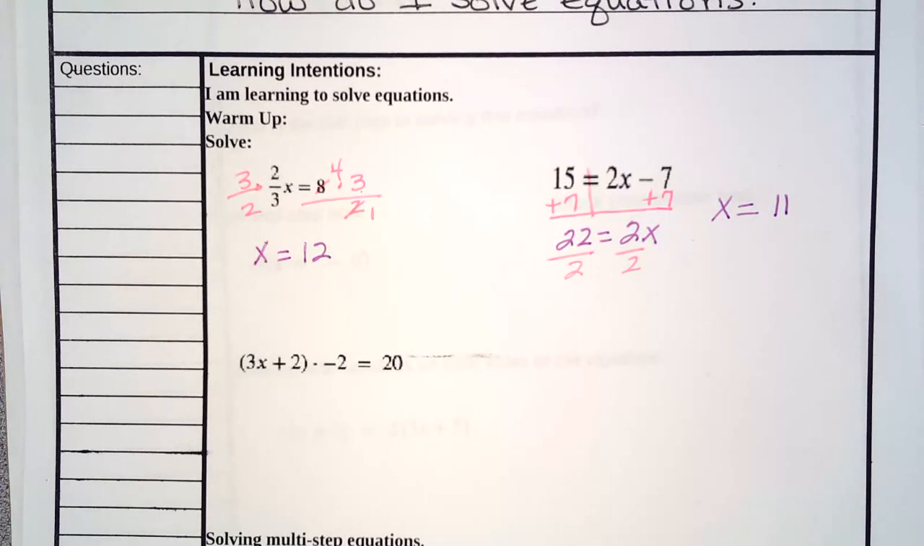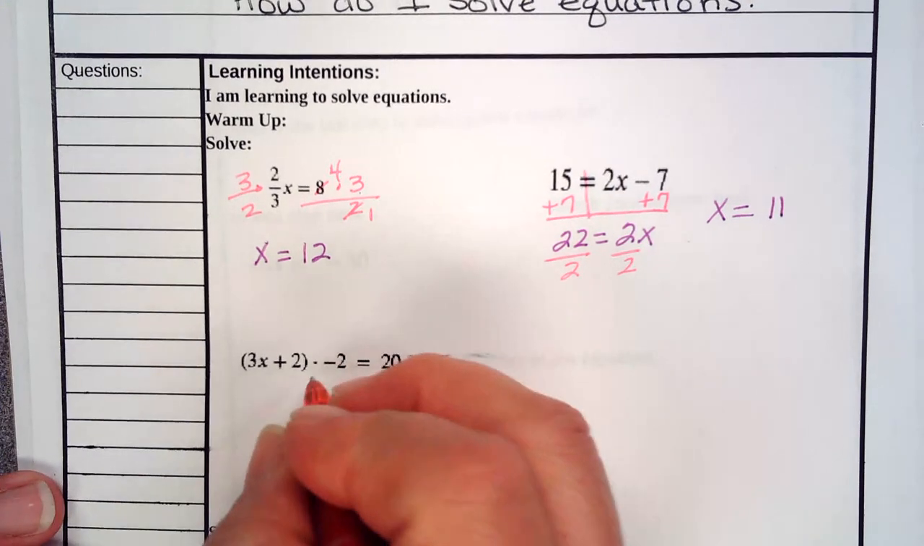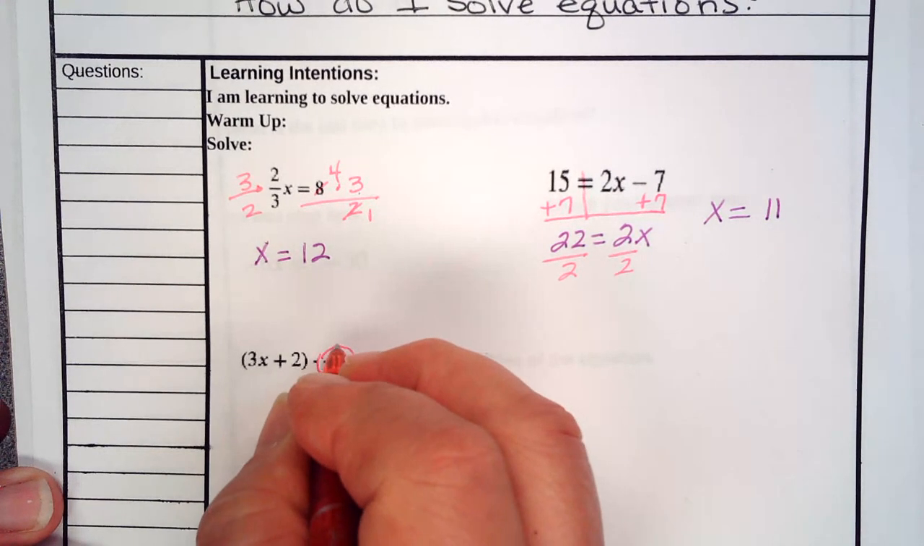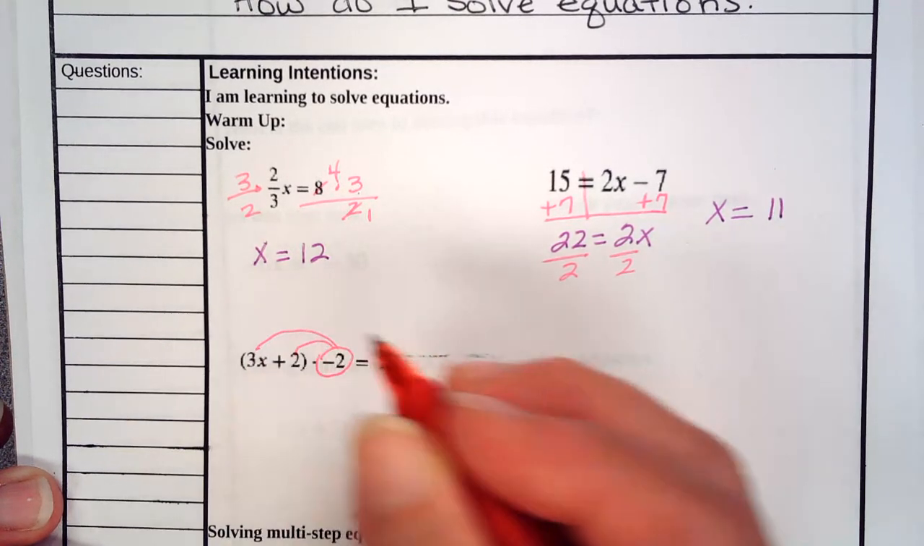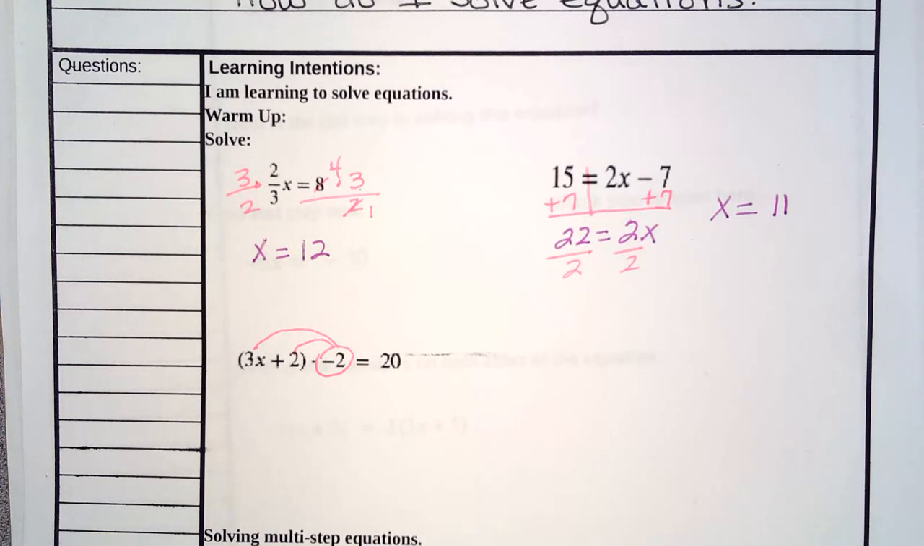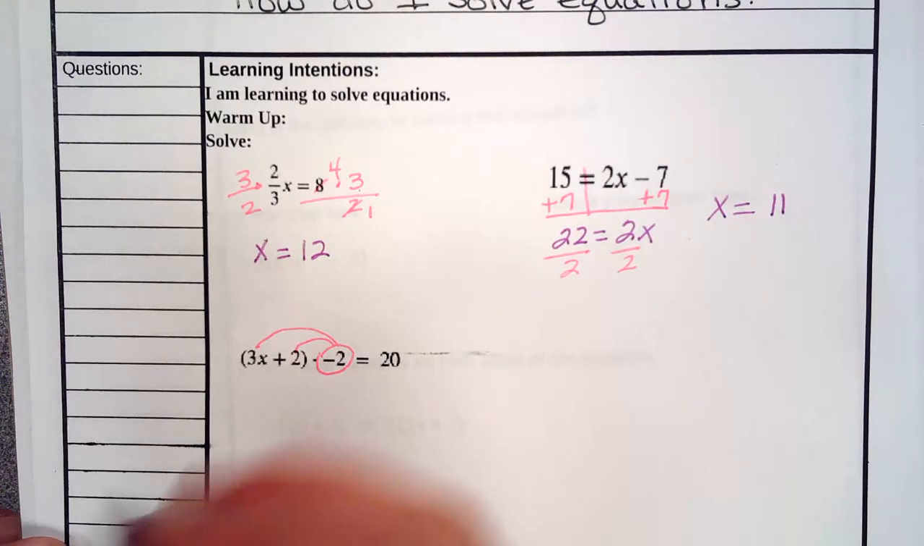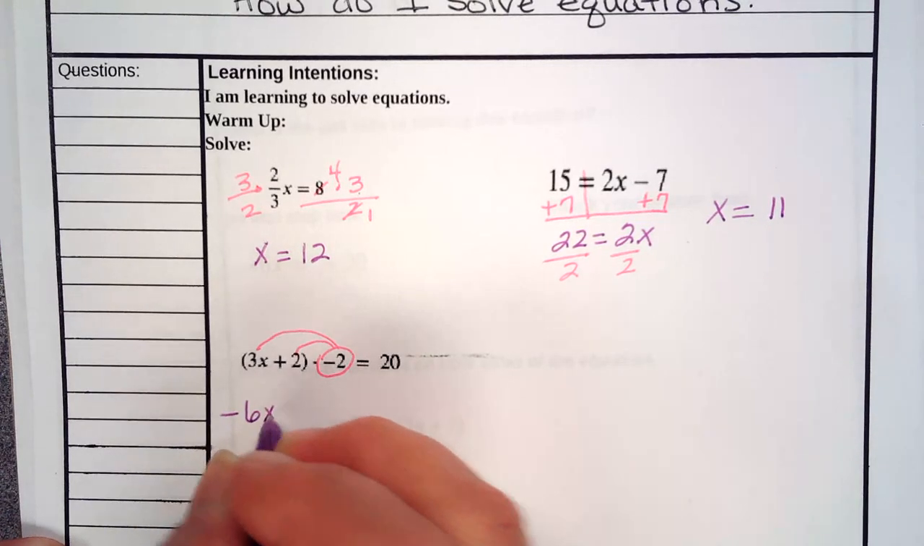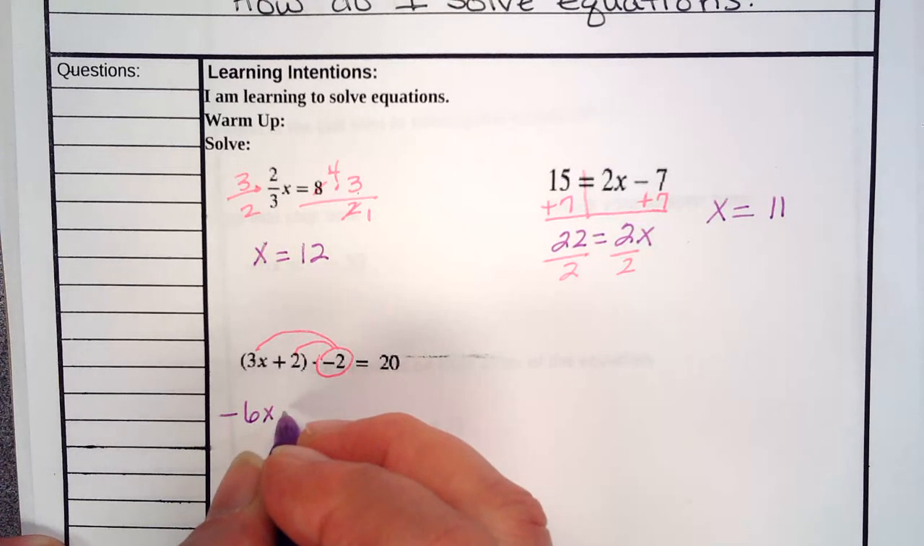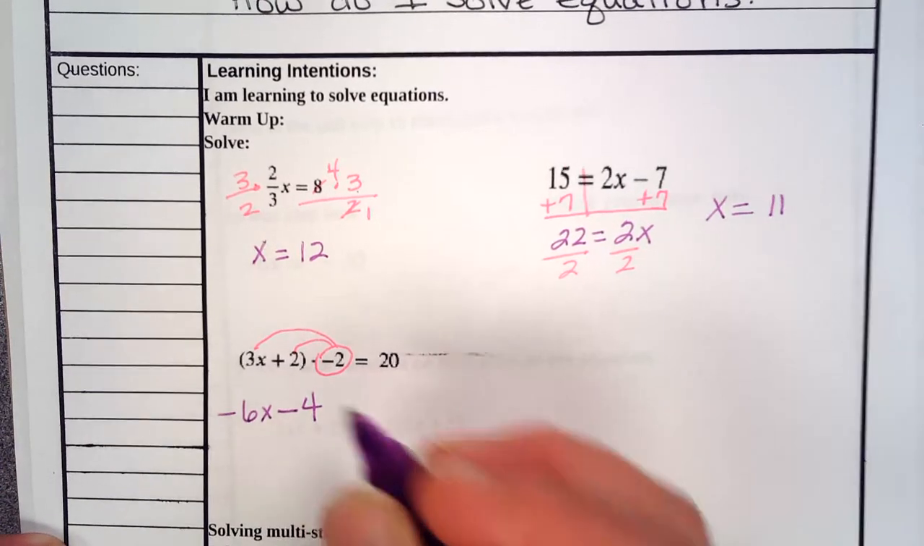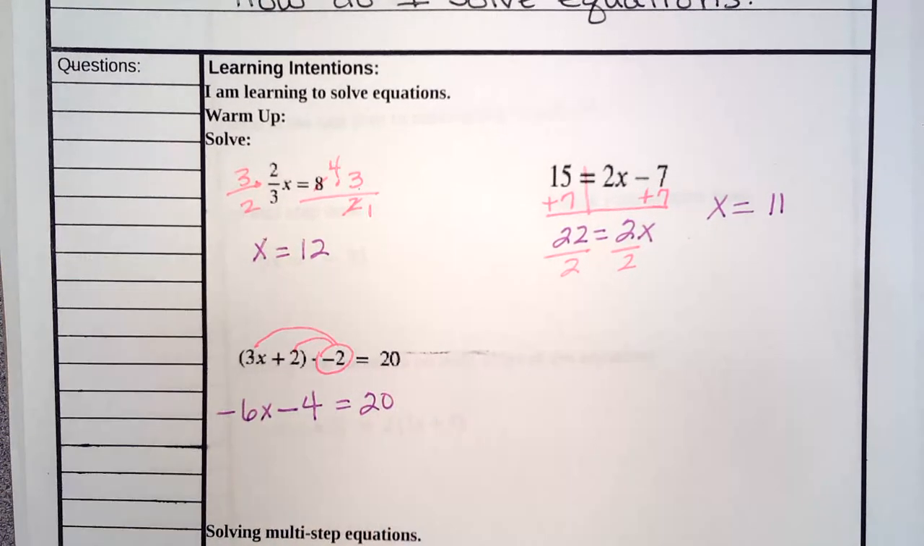Okay, as I'm looking at the next one, what do I do first? It's multiplication, but I've got parentheses. What do I need to do first? Well, I do need to multiply everything in parentheses by the number outside. What does that look like? Negative 2 times 3x is negative 6x. Negative 2 times positive 2 is negative 4, or minus 4, is equal to 20.